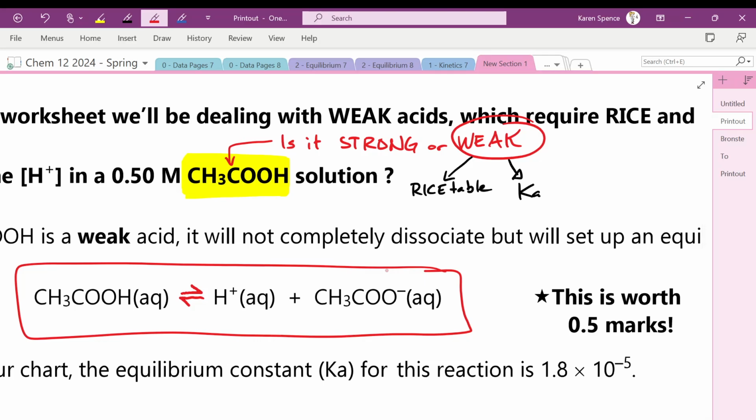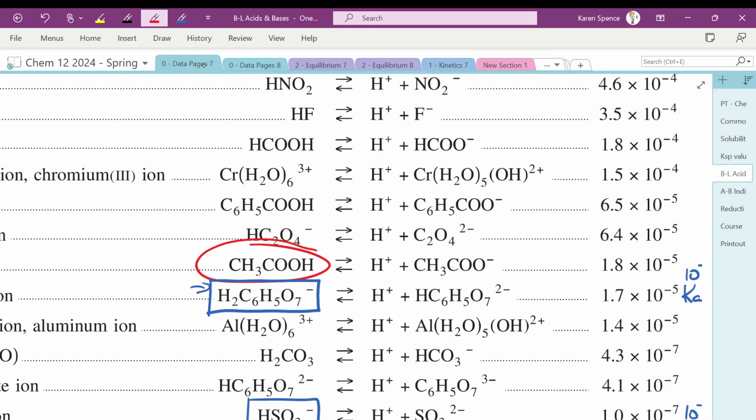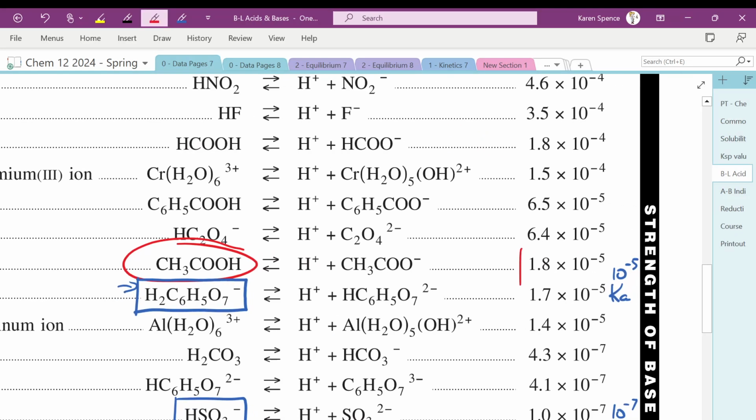Now, we look on our chart and we can find that Ka for CH3COOH is 1.8 times 10 to the minus 5. So that's a piece of useful information that you can take back with you to the question.